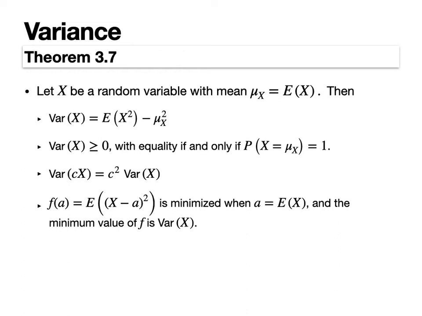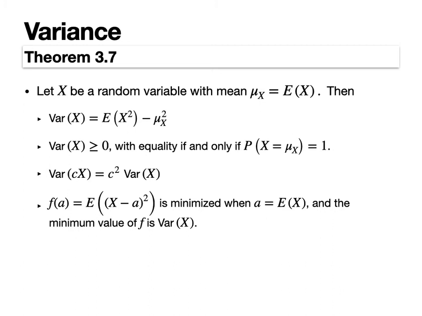Second bullet point, variance of x is always greater than or equal to 0. That's pretty obvious because it's the expected value of a square, so it's always bigger than or equal to 0. The interesting part is that we have equality if and only if x is equal to its mean with probability 1. So, in other words, if the variance of x equals 0, then you can conclude that x only takes on one value, and of course that value would be the mean.